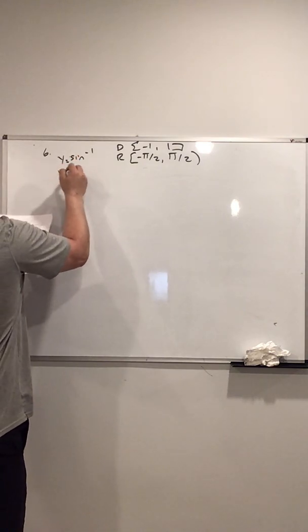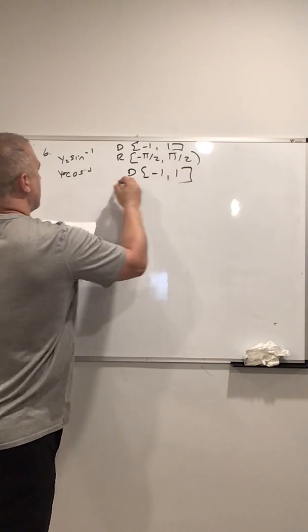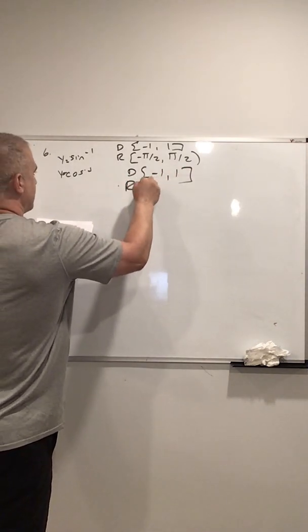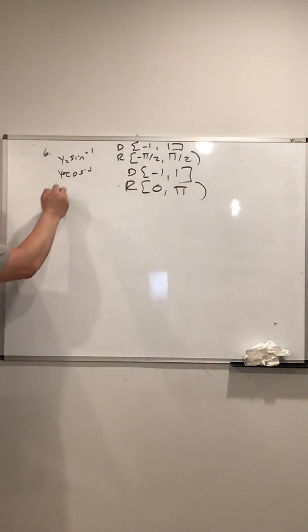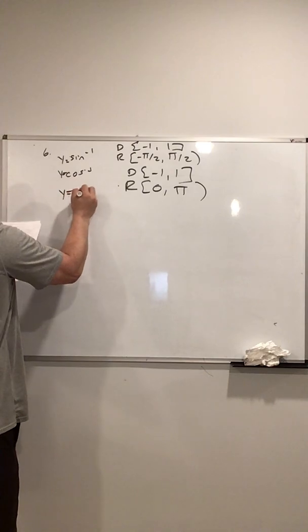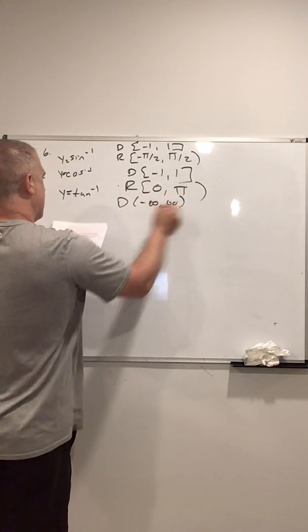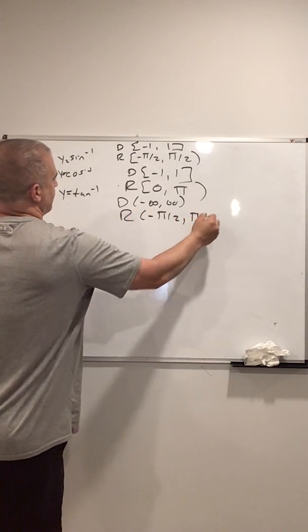For inverse cosine, the domain will be negative 1 to 1. The range will be from 0 to pi. And for inverse tangent, we have a domain of negative infinity to infinity and a range of negative pi over 2 to pi over 2.